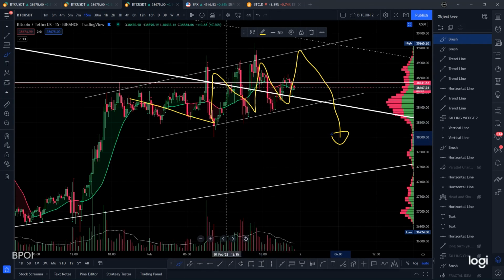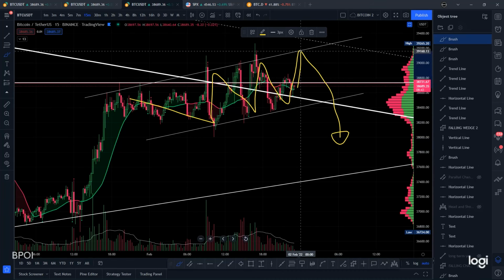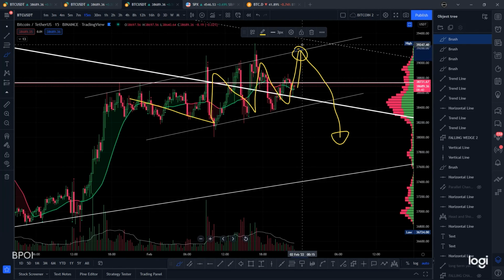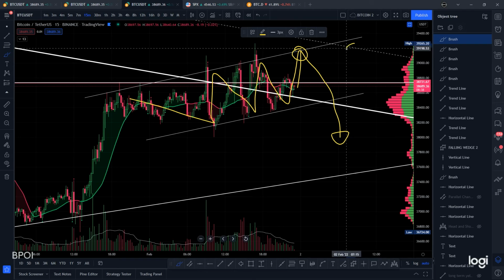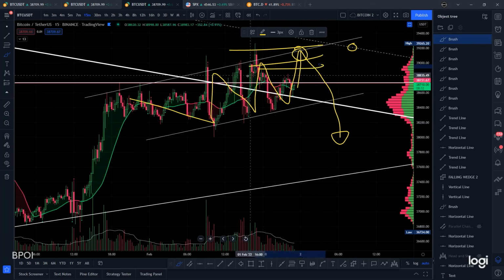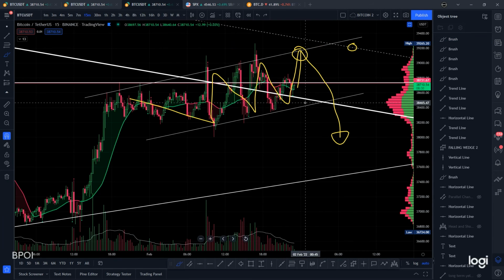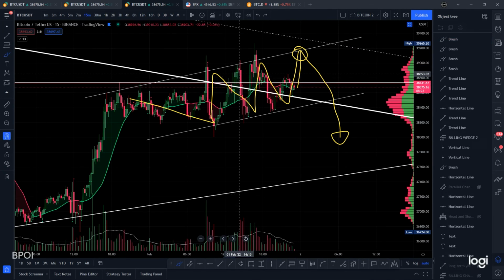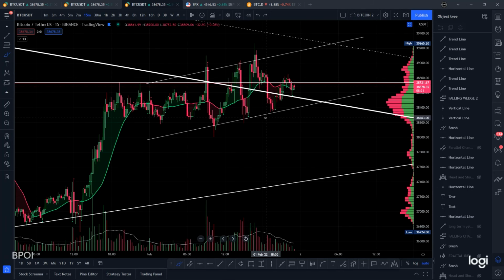Okay, so if we do break out, just remember that we've got this trend line to deal with as well, and this alternative trend line with regards to the bigger pattern. So just a lot of resistance in this area, which we expect. 40,000 is going to be key. 38,000, this sort of area, huge amount of resistance. Okay, so let's see what happens.